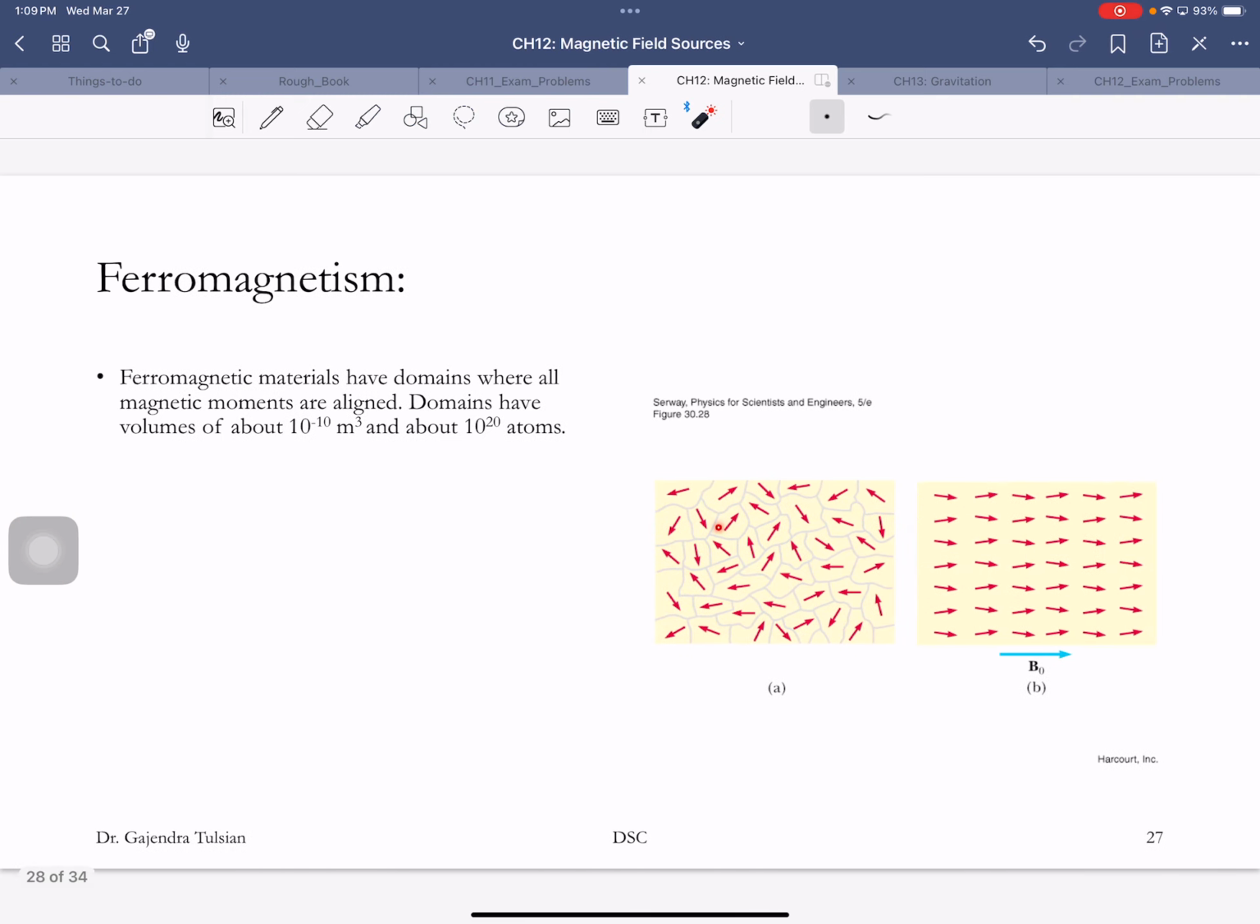Anyway, ferromagnets have these domains, and within a domain, all the magnets are aligned. How large are the domains? Roughly the size of a grain of sand.